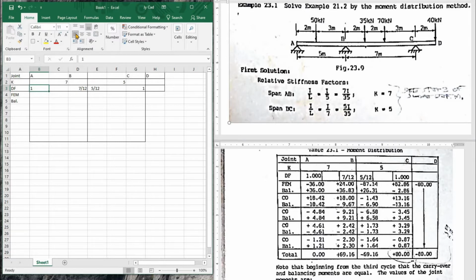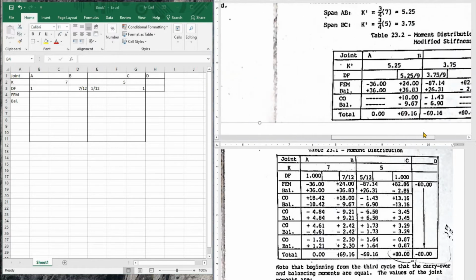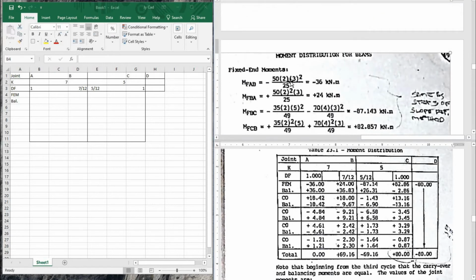Now, let's go to fixed end moments. Okay? So, sa fixed end moment, you have negative 36. Saan nanggaling yan? Yung step 2. Which is this, okay? So, for AB, yan, AB, you have negative 36. Since this is a whole number, you simply type negative 36. Tapos, sa BA naman, whole number din yan. You type there, 24.